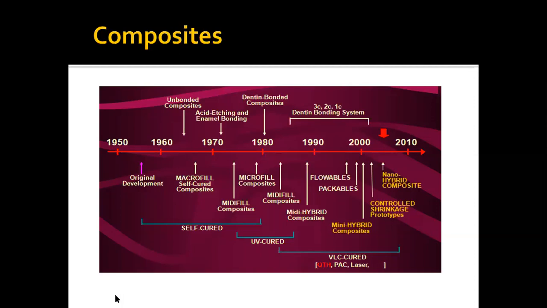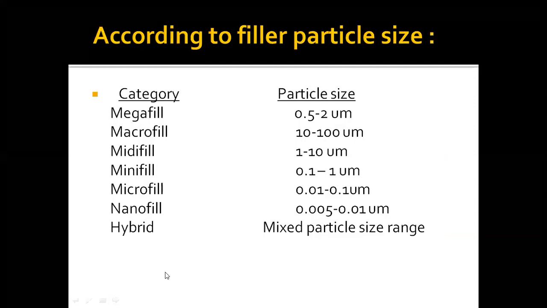That will help. Now, according to the filler particle size in your composites, they've asked sometimes what is the size of megafill. They'll give you nearby options like 0.01, 0.1, 0.2, 0.5, and you'll get confused among these. They'll give nearby options only, so you have to remember these sizes.